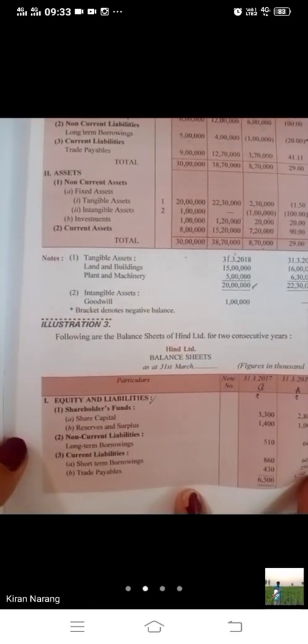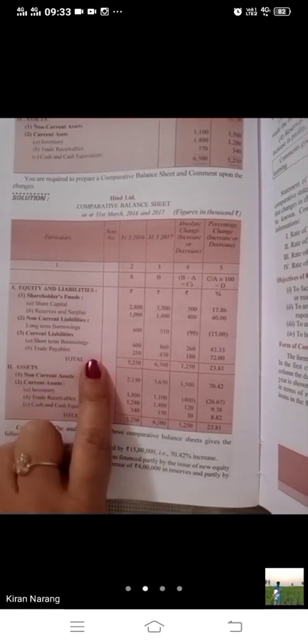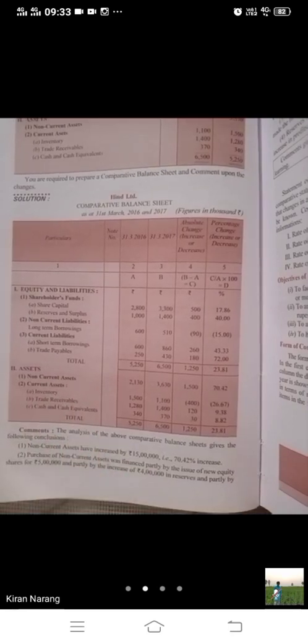Now third illustration, bache, already a format is given to you. You have to write it first. Equities and liabilities, shareholders fund, non-current liability, current liability, total, assets, non-current assets, current assets and total.